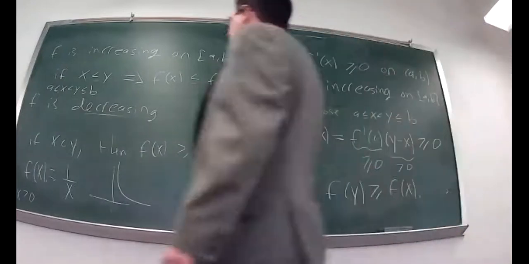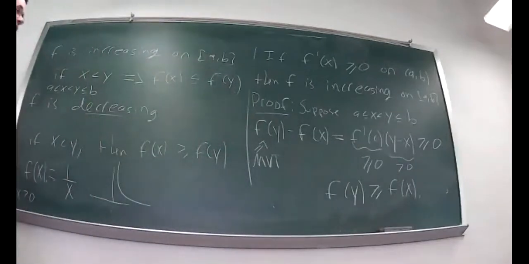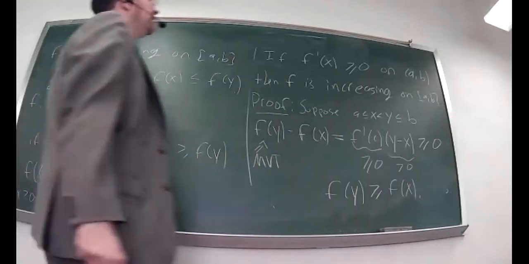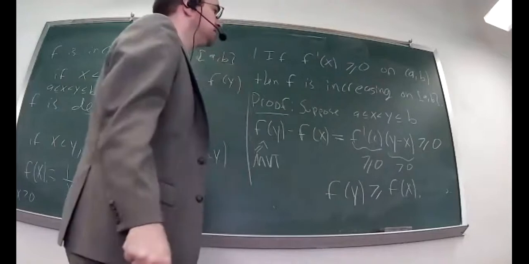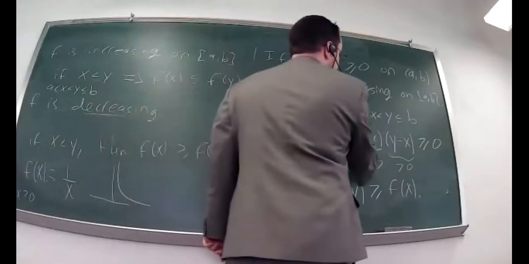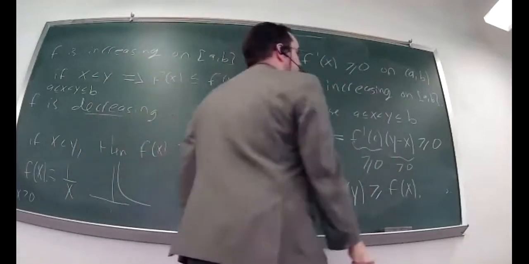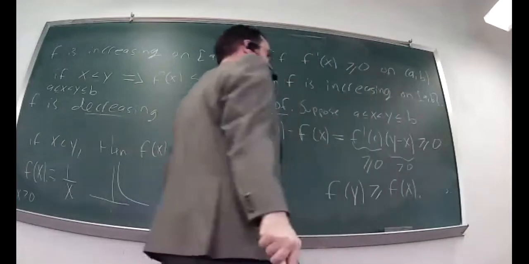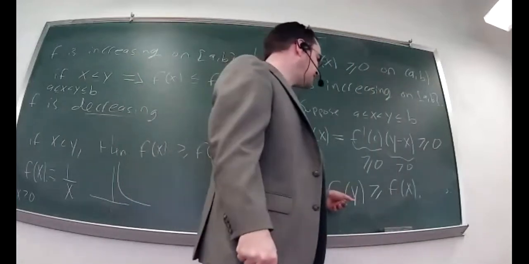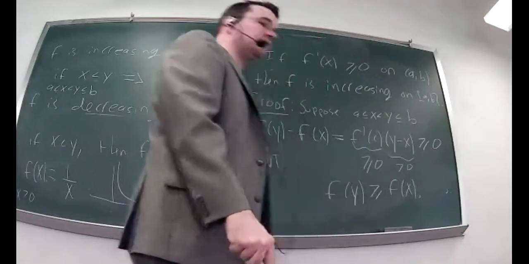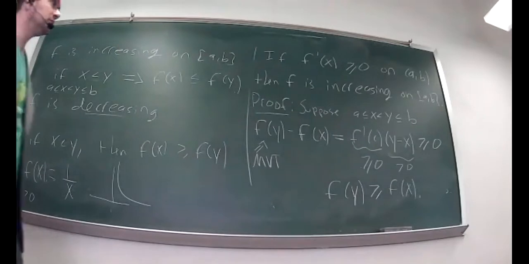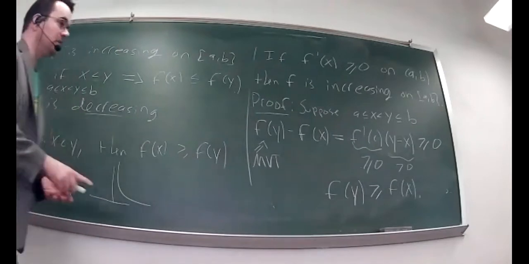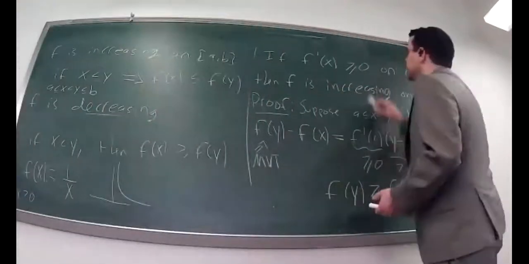f of y is bigger than or equal to f of x. And you can also see where if I said the derivative was strictly positive, then f would be strictly increasing, because then I would have strictly bigger than 0 times strictly bigger than 0 would strictly be bigger than 0. And then I would have f of y is just straight up bigger than f of x. So that also follows. And the same thing for the other one. So I could do the proof the other way.